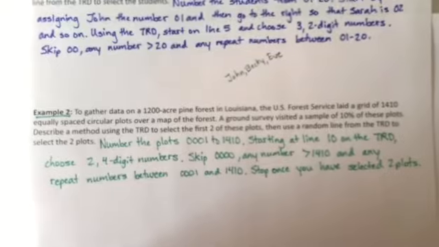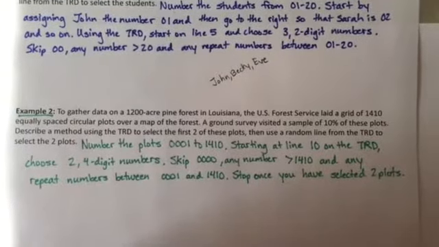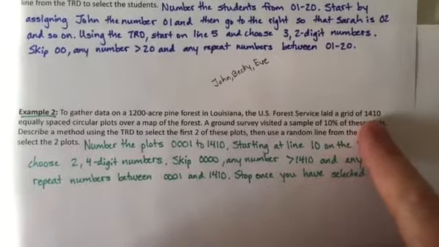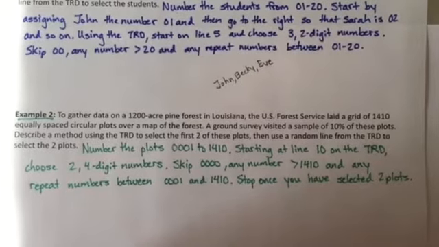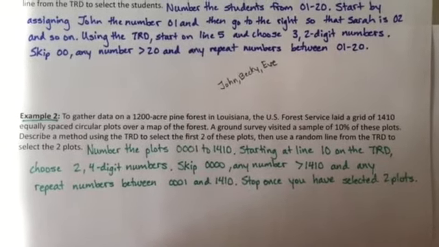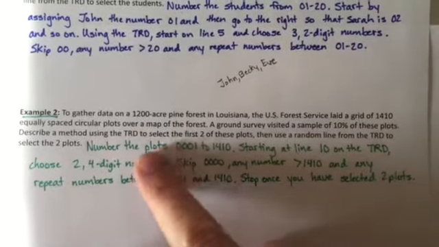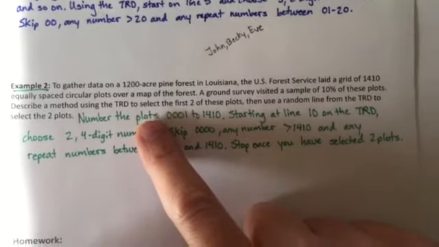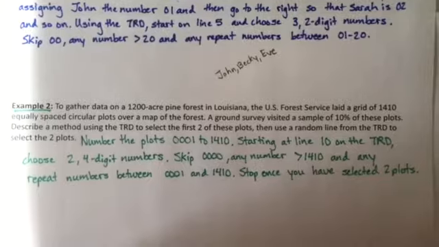All right, so let's look at this second example from the notes today. To gather data on a 1,200-acre pine forest in Louisiana, the U.S. Forest Service laid a grid of 1,410 equally spaced circular plots over a map of the forest. A ground survey visited a sample of 10% of these plots. Describe a method using the table of random digits to select the first 2 of these plots, and then we're going to actually use the table to find them like we did with the students.